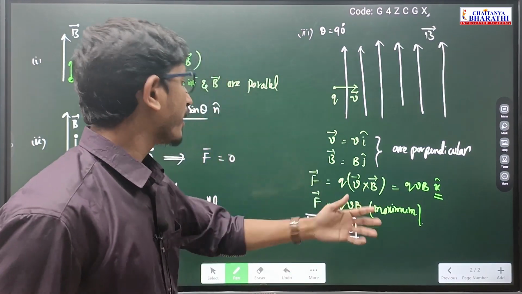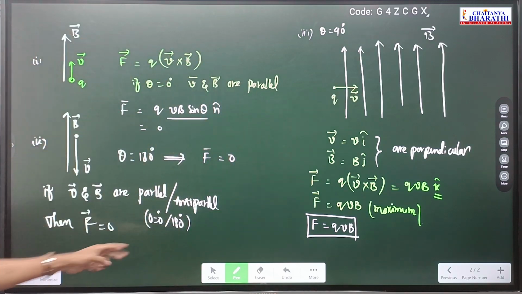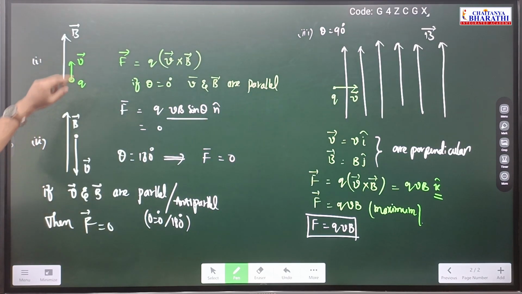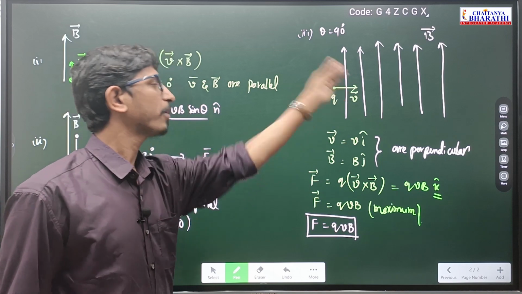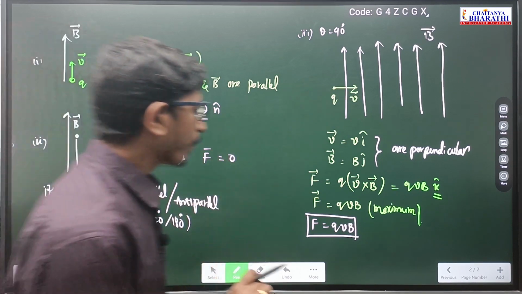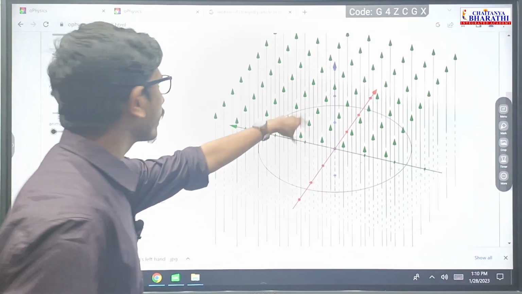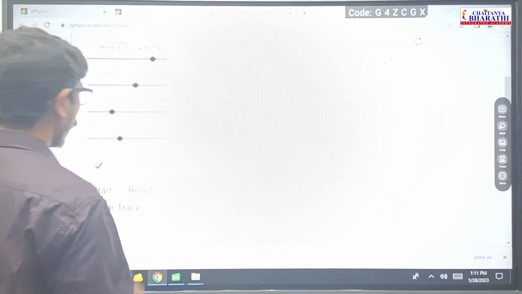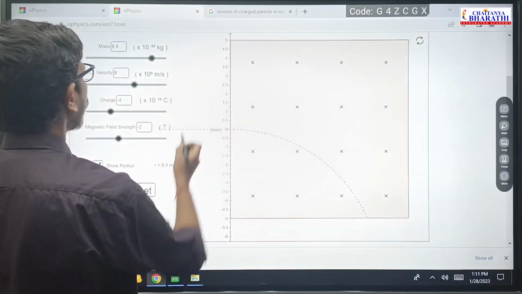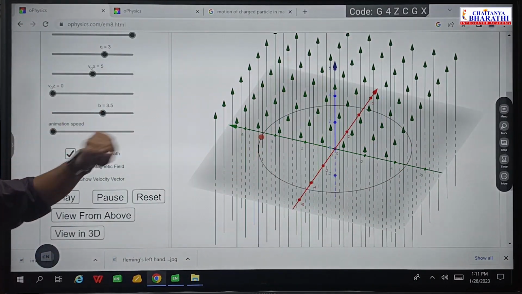This is the maximum force the particle can experience when it is projected perpendicularly. When V and B are parallel or anti-parallel, it experiences zero force and keeps on its motion. When it is perpendicular, the charged particle experiences a maximum force. In both cases, as it is perpendicular, it experiences maximum force, and you can see that it makes a circular motion.